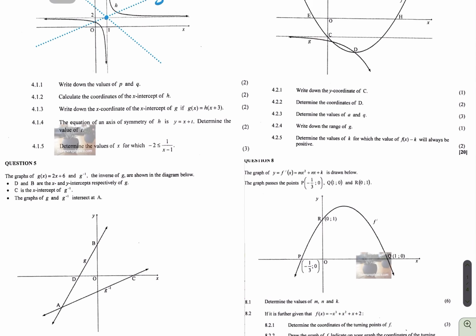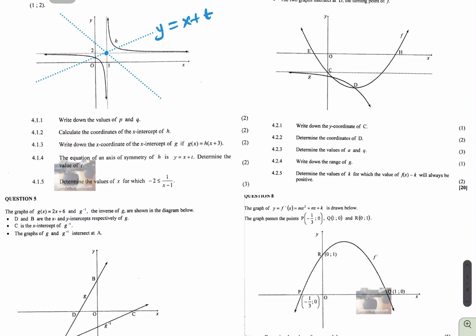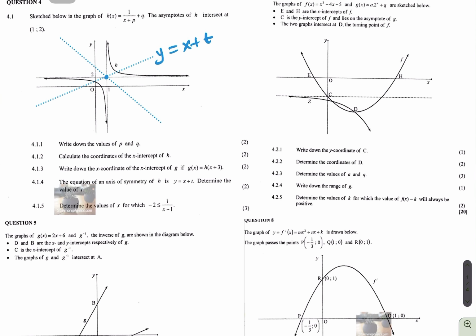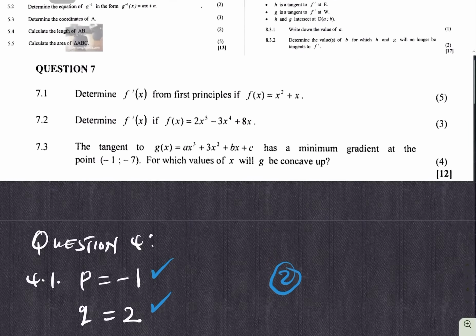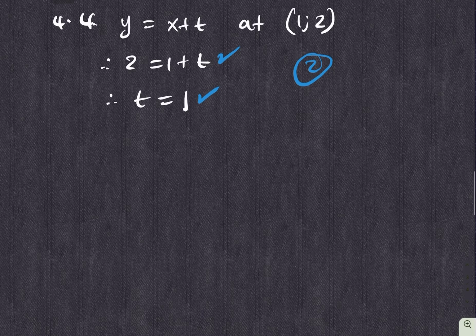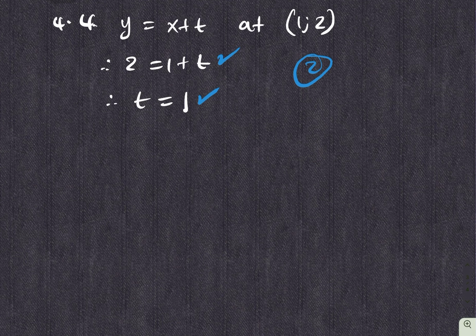Now let's check the next question. They say determine the values of x for which this graph here, that is minus 2, is less than or equal to 1 over x minus 2. So these are free marks, eh? These are free marks. Think about it in this way.